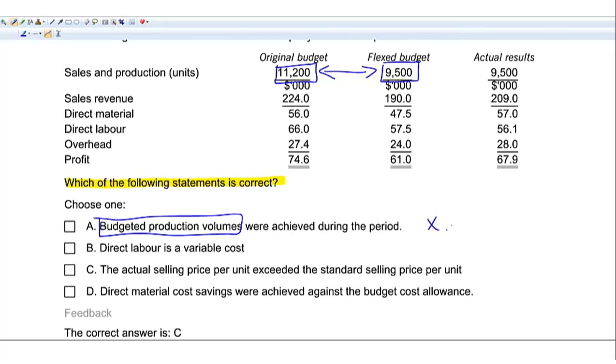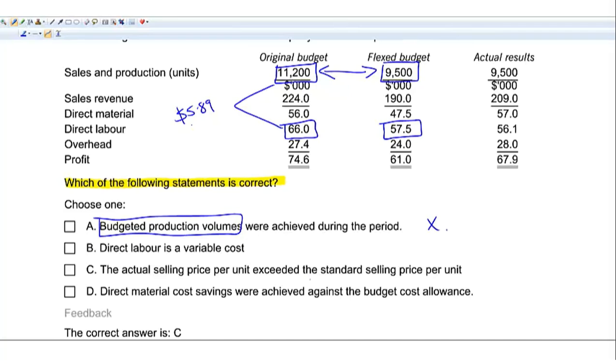So let's look to see what happens to direct labour as our units change. Again, if we compare the original budget to our flexed budget, if we take the $66,000 of direct labour costs and divide it by the 11,200 of our original budgeted units, that would give us a direct labour unit cost of $5.89. Let's look and see what happens when the number of units falls to 9,500.